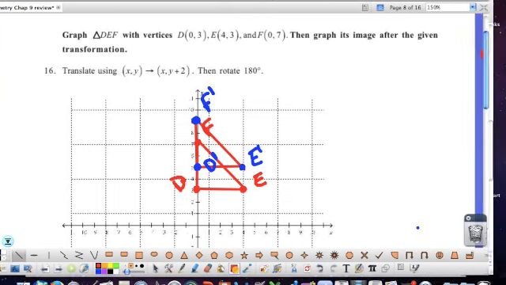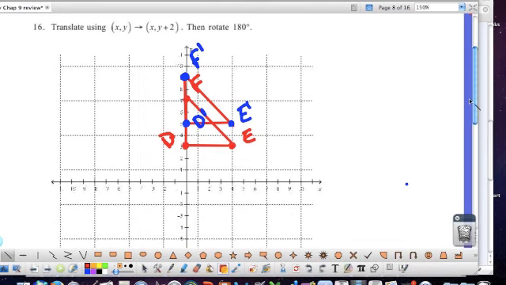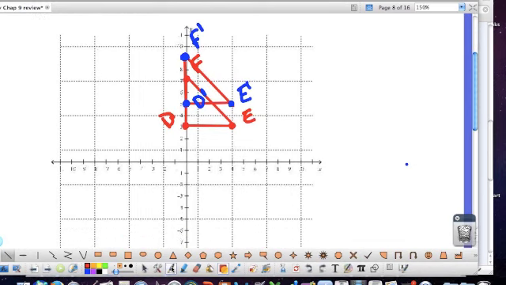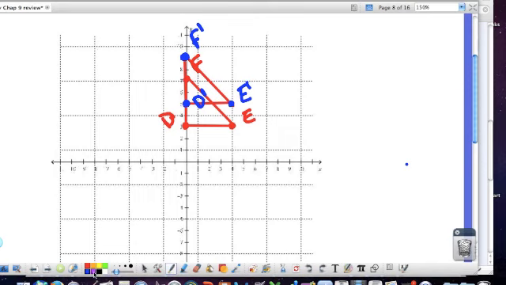And now that I've done that, I need to rotate this 180 degrees, which means each of these coordinates are going to change. So my new D was 0, 5. Remember the rule for 180 degree rotation is (negative a, negative b). So 0, 5 is going to become 0, negative 5. That's my D double prime. E is 4, 5. That's going to become negative 4, negative 5.